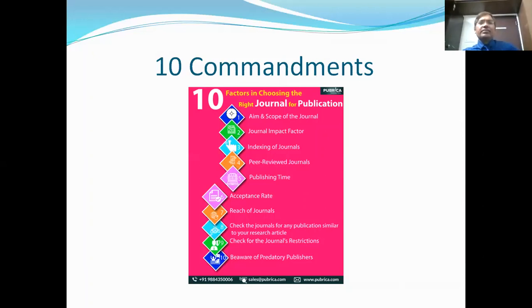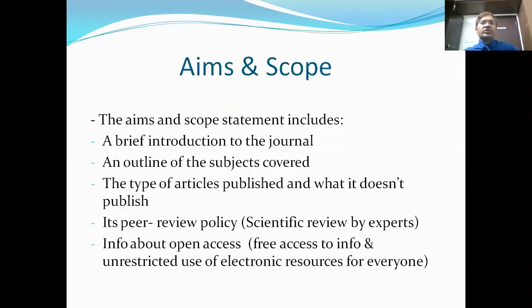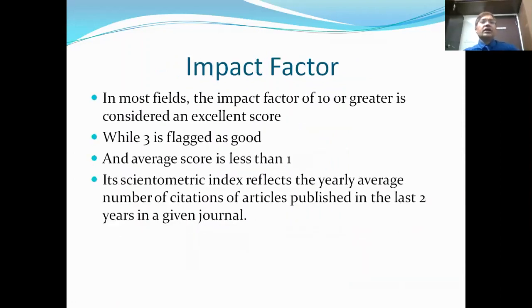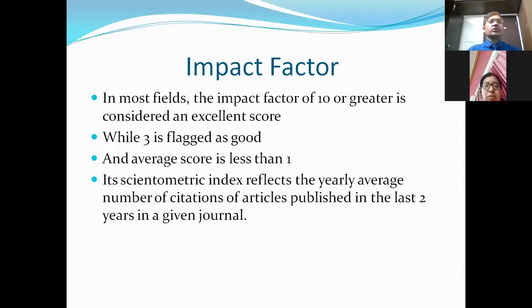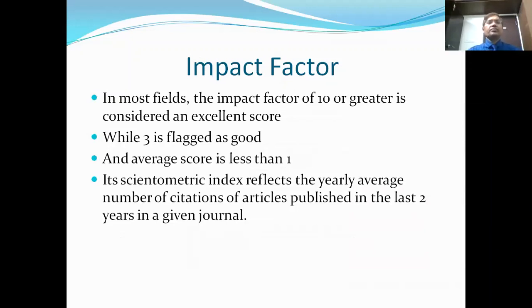So the next step is journal impact factor. It is also very important. You should check the impact factor. An impact factor of 10 is an excellent score. Just check the impact factor of the journal. If it is 10 or more, I think it's a very good one. An impact factor score of 3 is flagged as good. And many journals have less than 1 as the impact factor, so it is considered an average journal, what I believe.